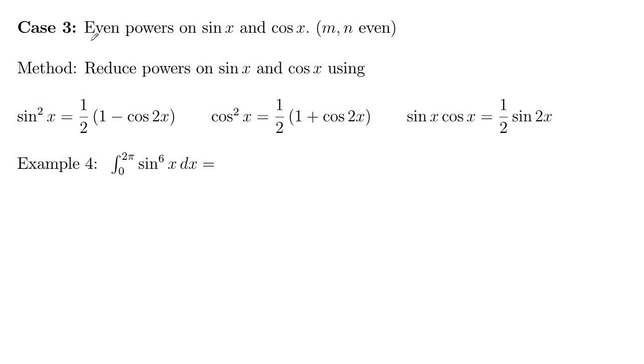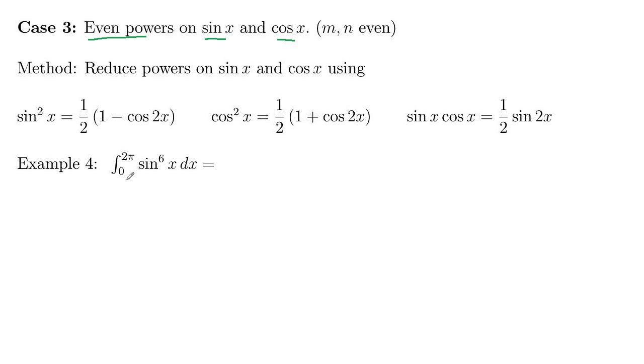Now the third case is when you've got even powers on both sine x and cosine x. So m and n are even when you're integrating products of powers. In this case, your strategy is to reduce your powers on sine x and cosine x using the following identities. These are the half angle identities for sine and cosine, and this is the double angle identity for sine. Let's look at an example, see how we can put these to use.